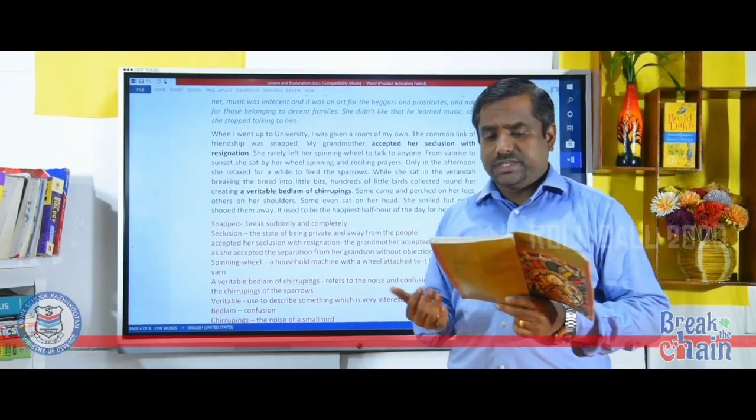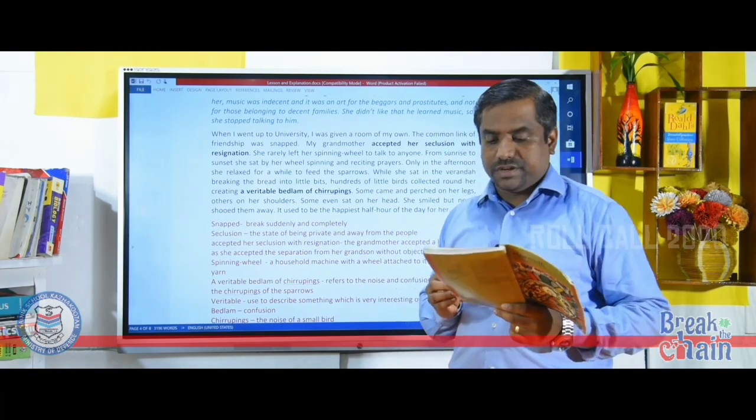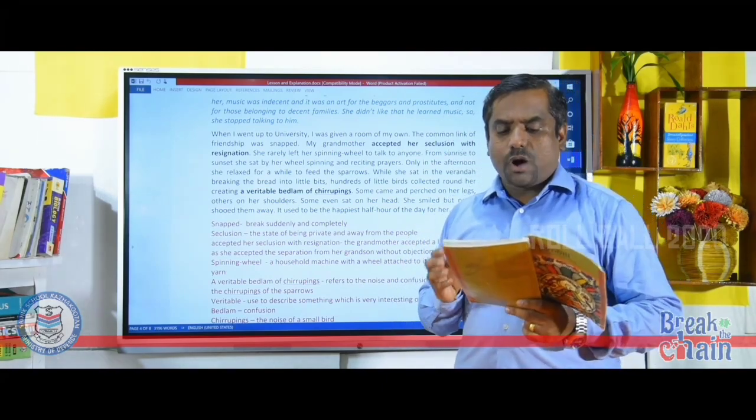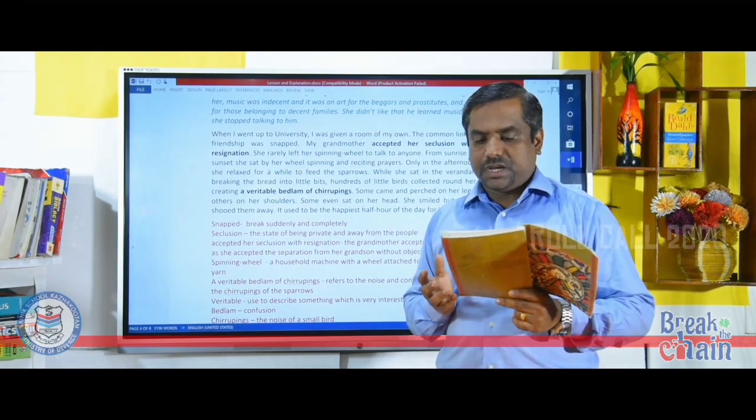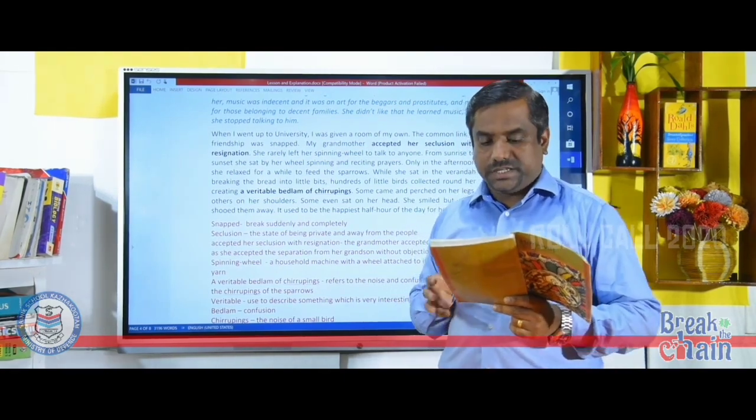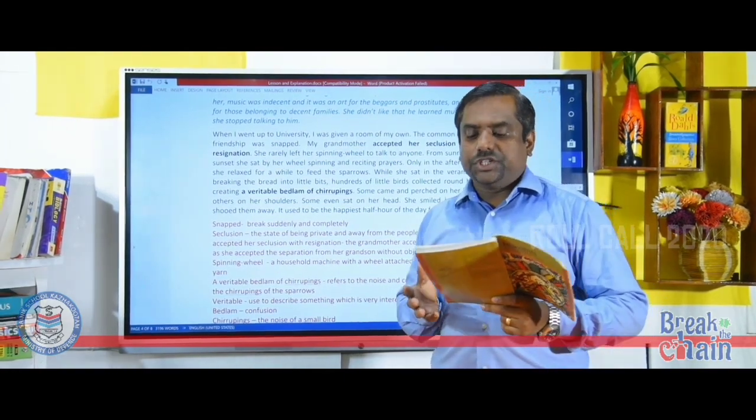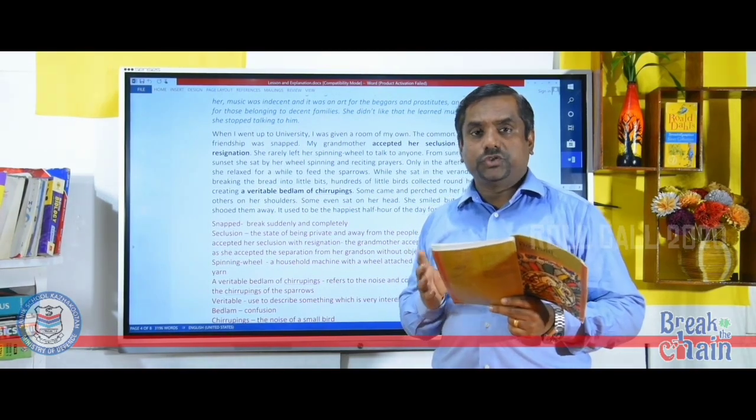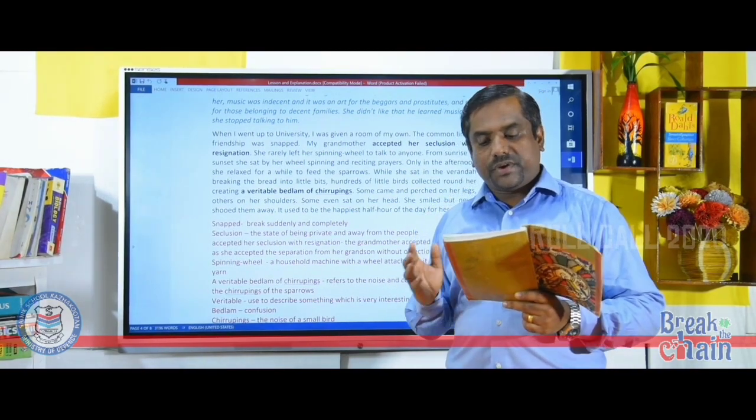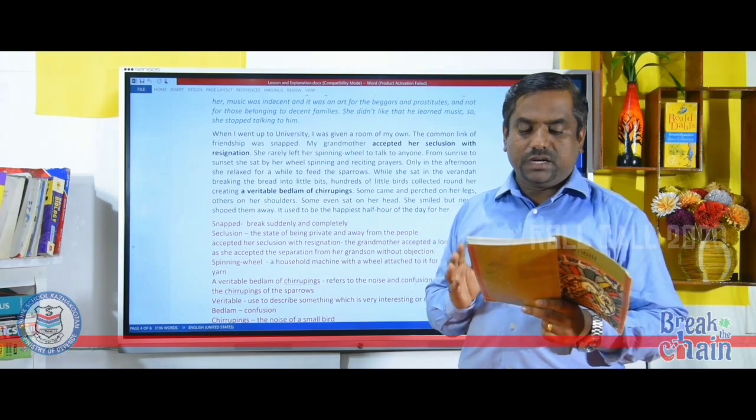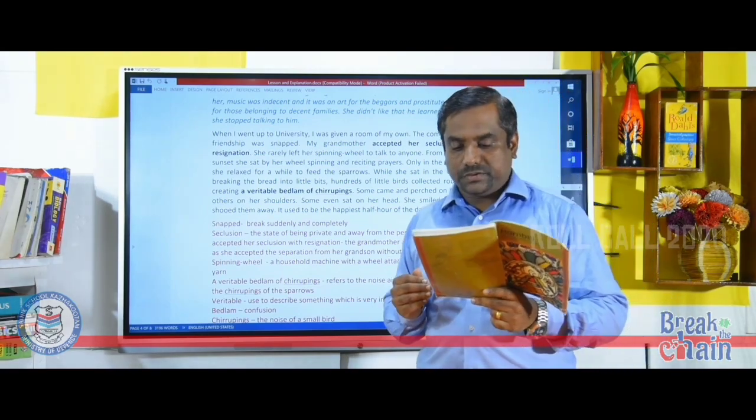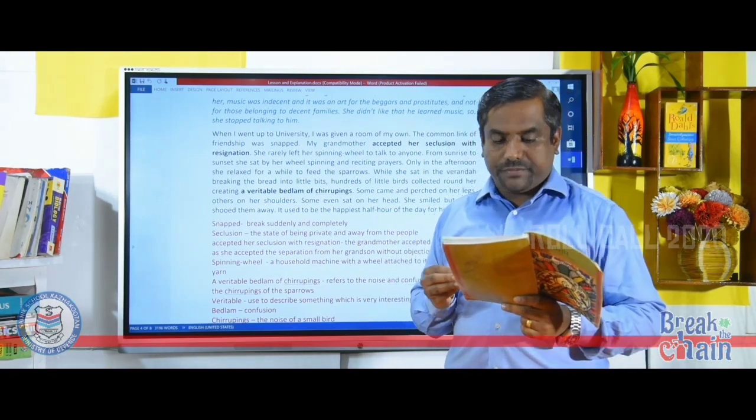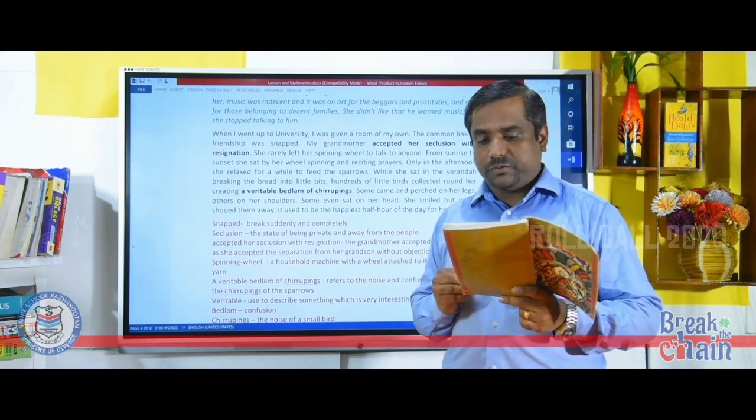Here he goes to university. When I went to university, I was given a room of my own. The common link of friendship was snapped. My grandmother accepted her seclusion with resignation. She rarely left her spinning wheel to talk to anyone. From sunrise to sunset, she sat by her wheel spinning and reciting prayers. Only in the afternoon she relaxed for a while to feed the sparrows.